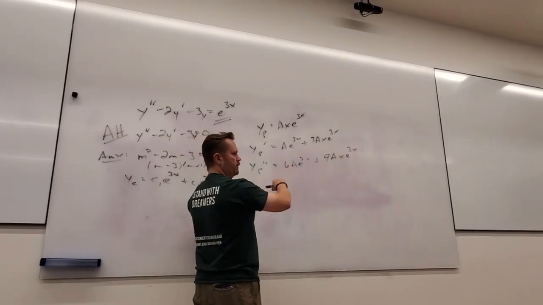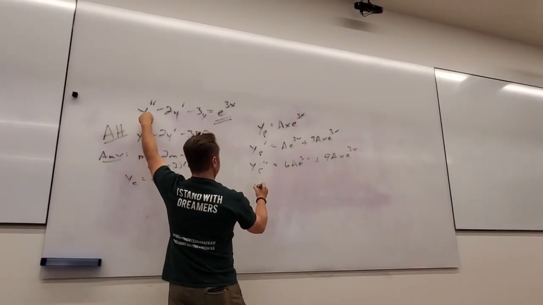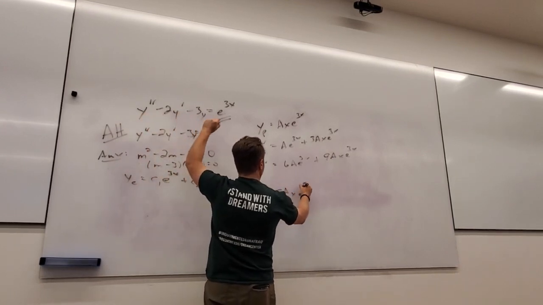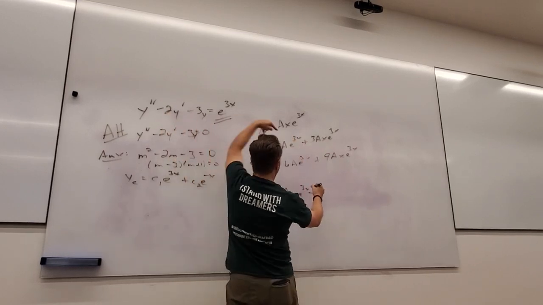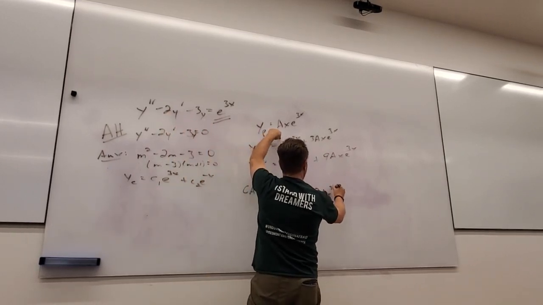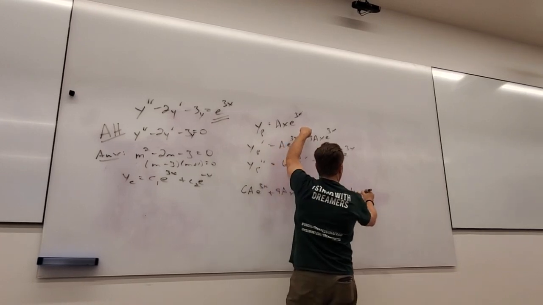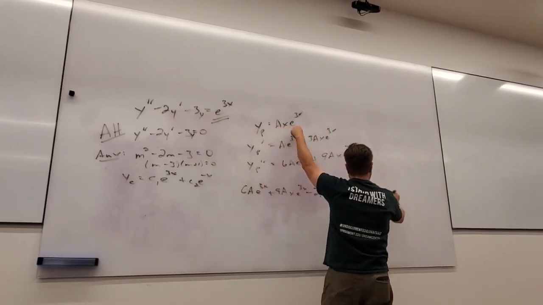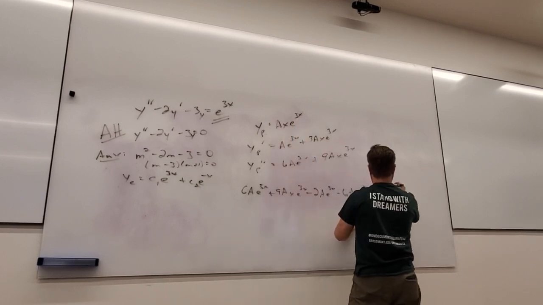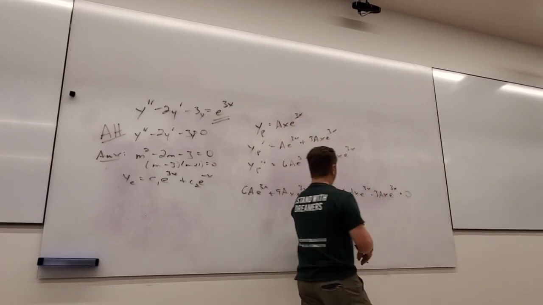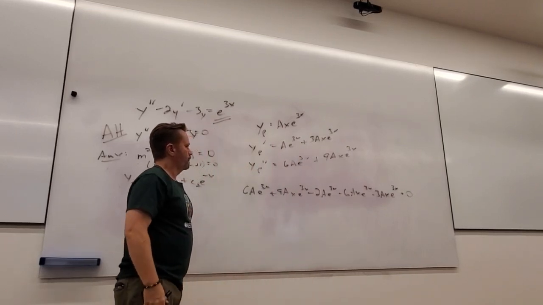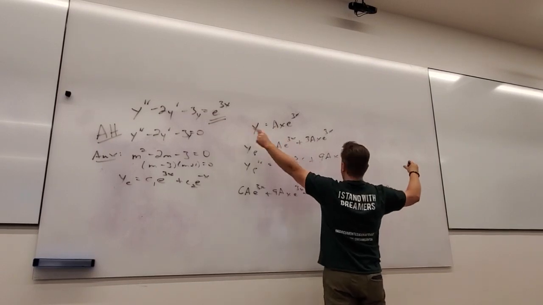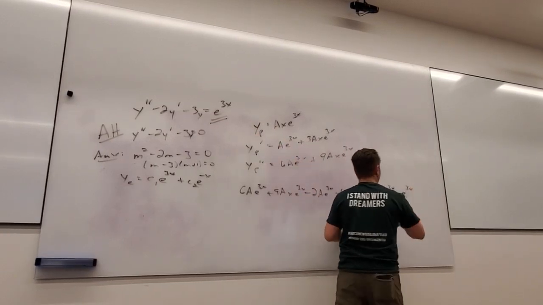And now I throw all this stuff in. So I get 6a e to the 3x plus 9ax e to the 3x minus double this, minus triple this. I could have just not written the e to the 3x. Too bad for me. Oh, equals, not 0, but equals e to the 3x.